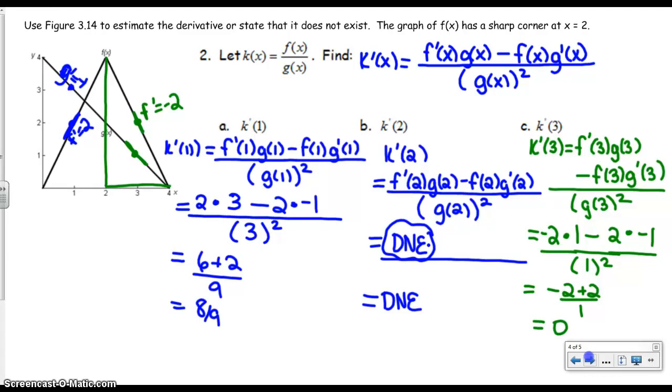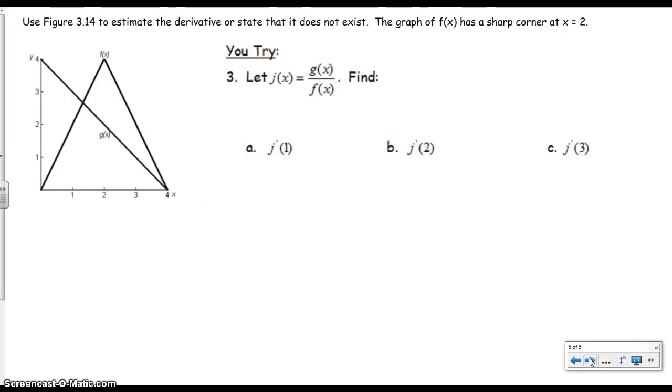So the last example, we're actually going to let you try all 3 of these on your own. Again, pause the video. When you're done, unpause the video, and the answers will appear. So for A, you should have gotten negative 2. For B, you should have gotten D and E. And for C, you should have gotten 0. If you have questions, please bring them to class.